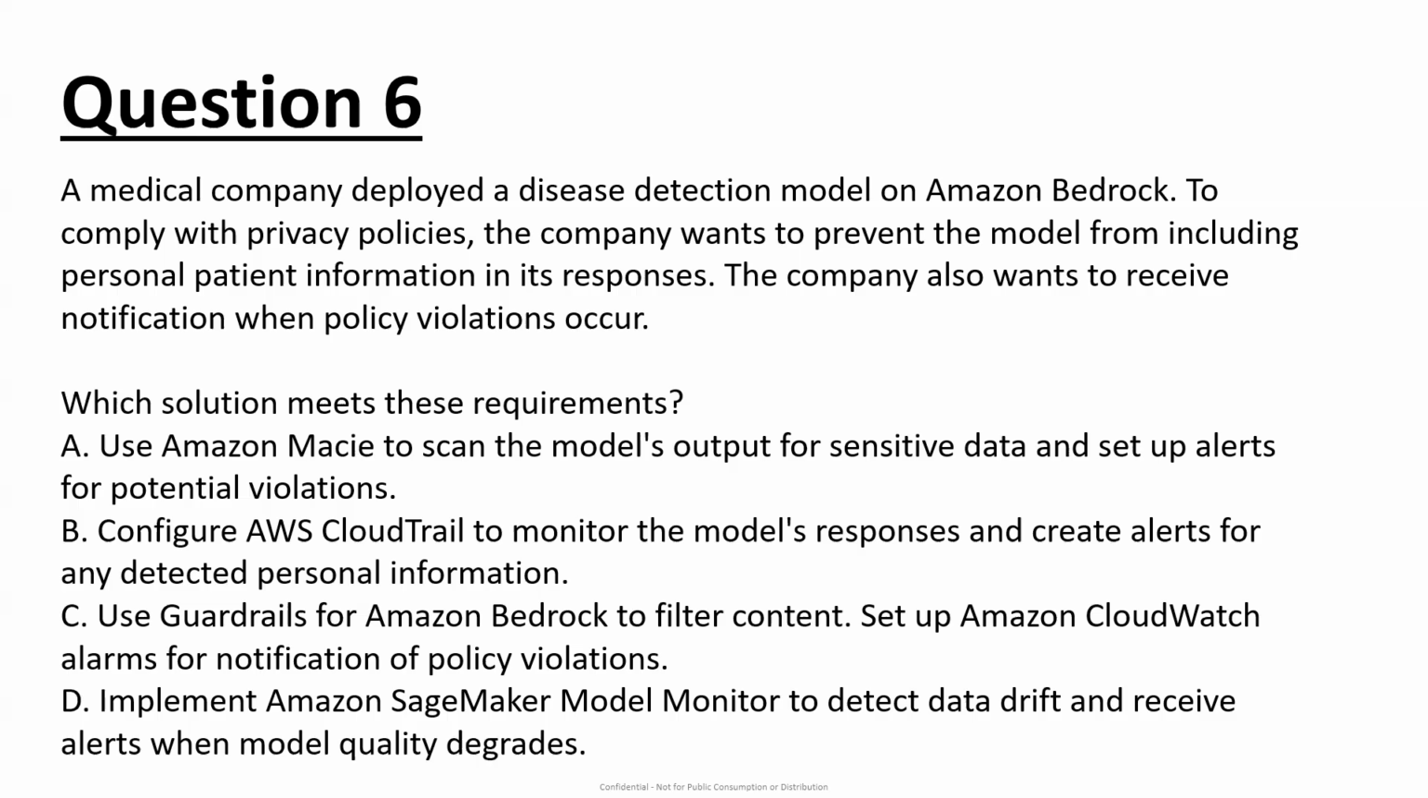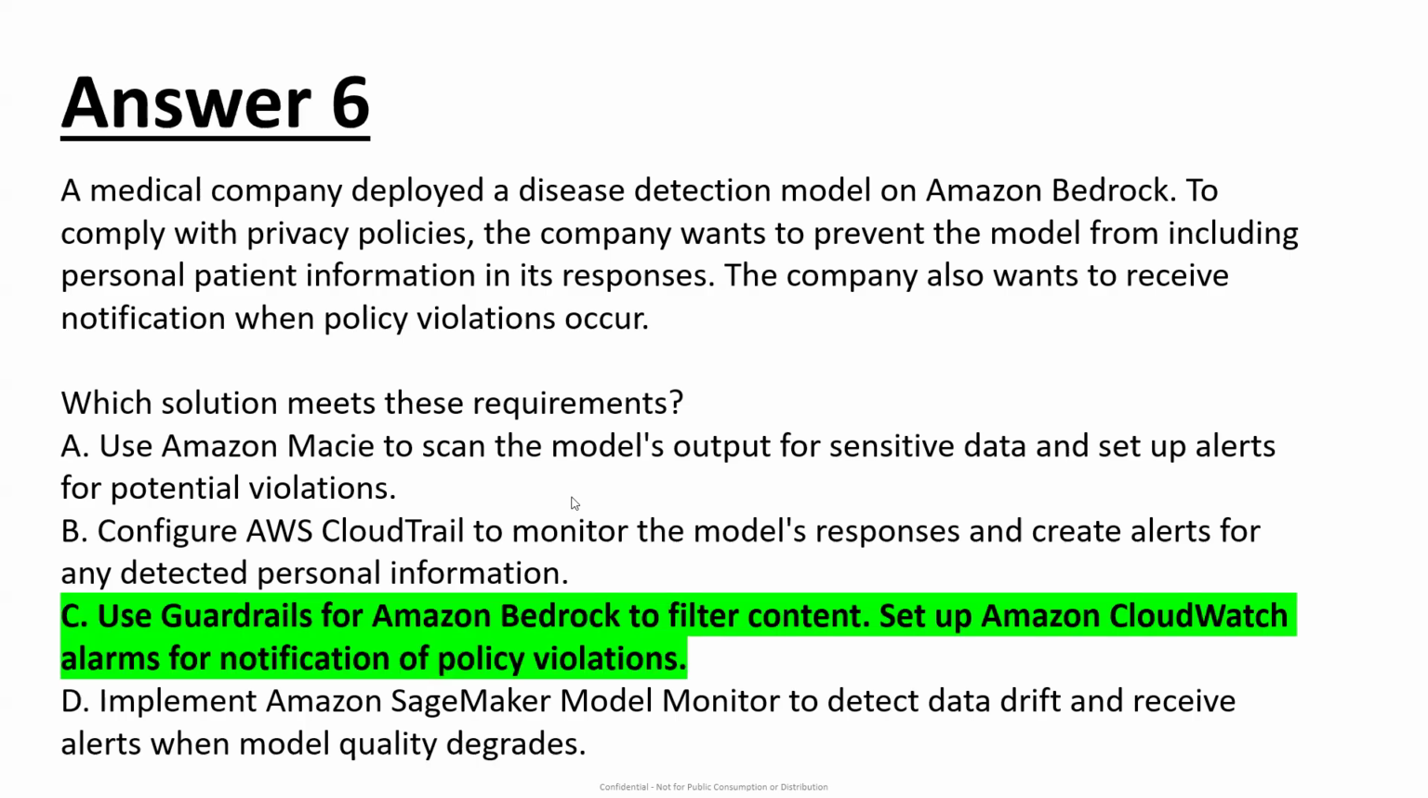What is the last option? Implement SageMaker Model Monitor. We'll go through SageMaker in detail in another video. But Model Monitor is for bias detection and drift, all those things. So it's not for preventing the model from exposing PII data like personal patient information, or for sending the alert. So C should be the best fit for this question.